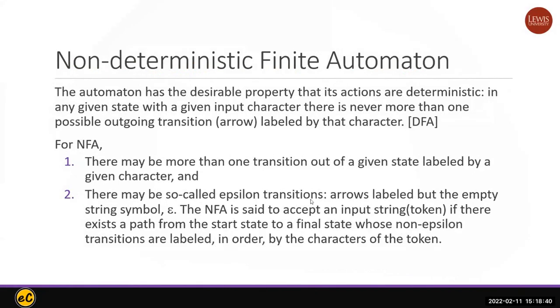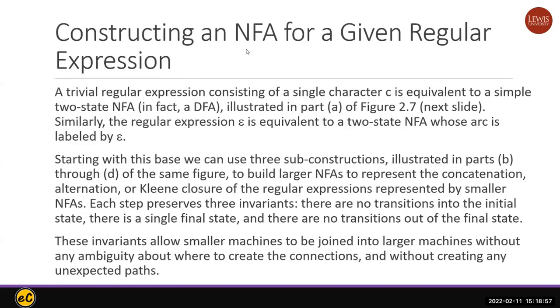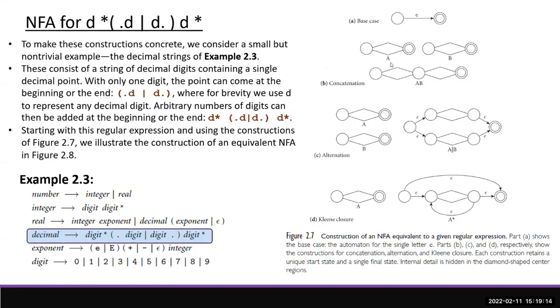The so-called epsilon transition is one that takes no input, yet you can make the transition. That's called epsilon transition. An NFA is said to accept a string or token if there exists a path from the start to the final state whose non-epsilon transitions are labeled accordingly. So, constructing an NFA from a given regular expression: a trivial regular expression consisting of a single character C is equivalent to a 2-state NFA, illustrated by figure 2.7. So here we have 2.7, and these are the rules with which you can generate your NFA.